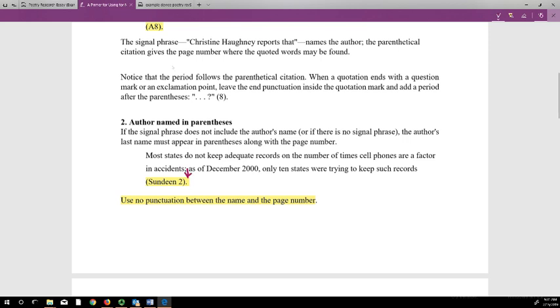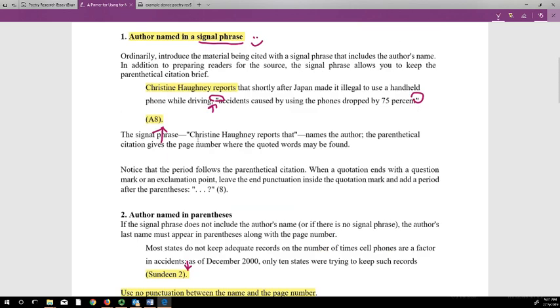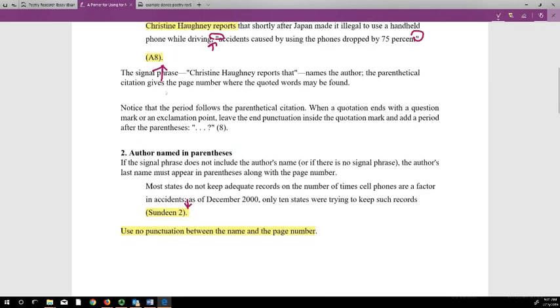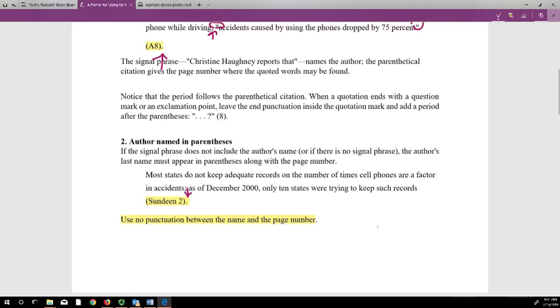Also notice, where does the period go? At the end. The period doesn't go here. You'll notice it doesn't go here. It goes where? At the end.